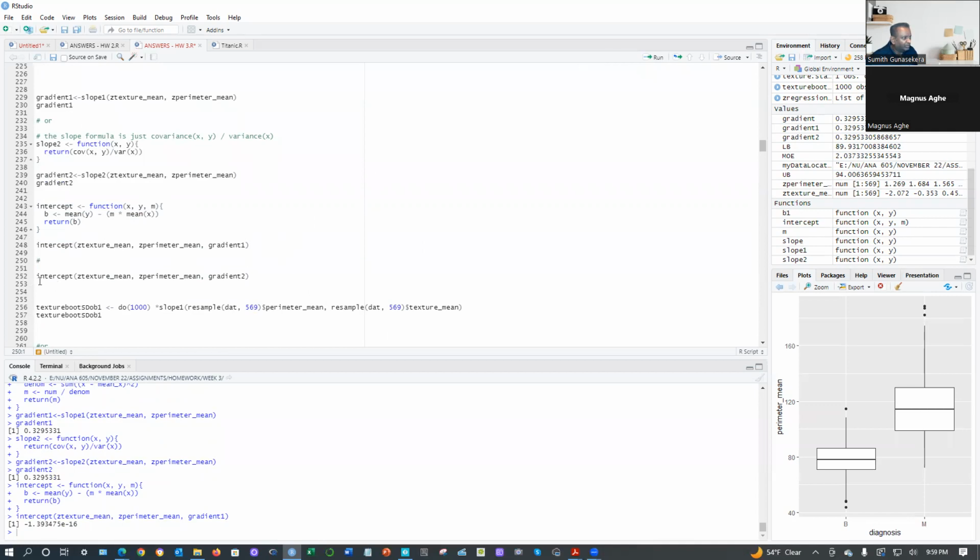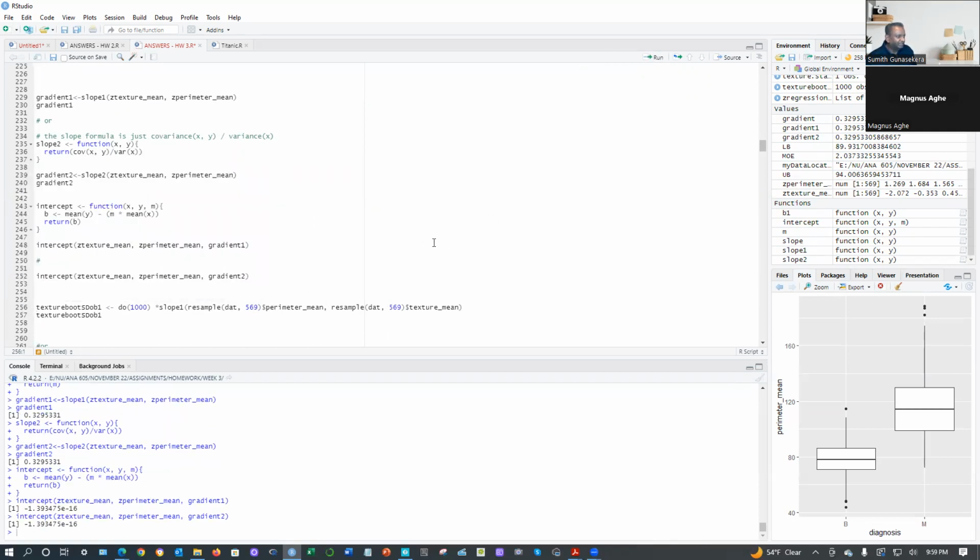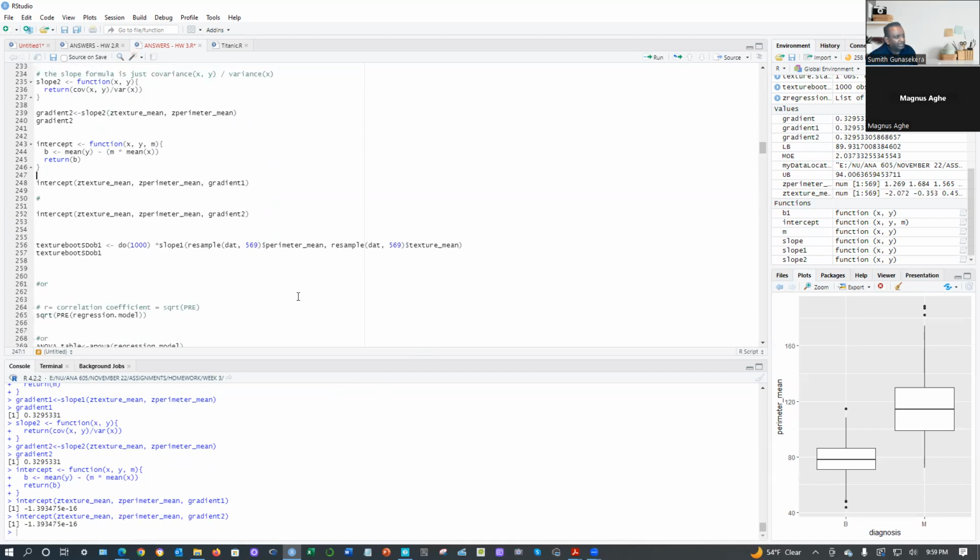Or you can get the intercept with the aid of the second one, gradient 2. You pretty much get the same thing. See, almost 0. Almost 0. Same thing.